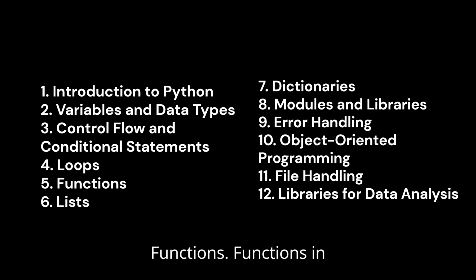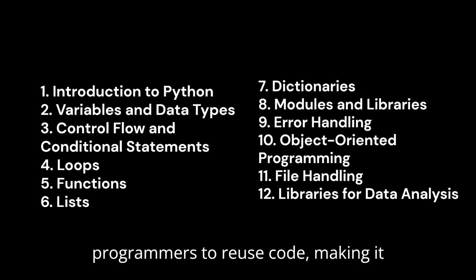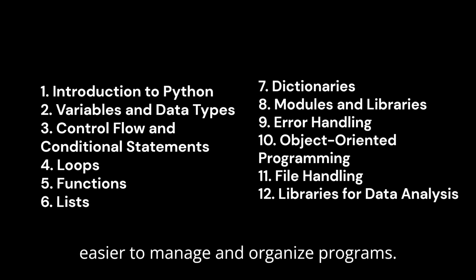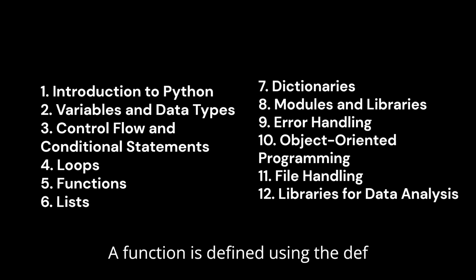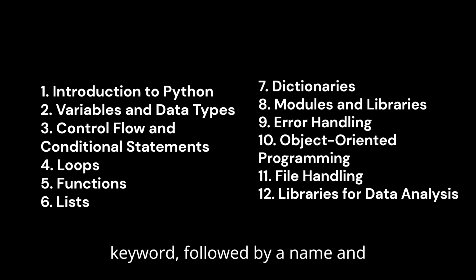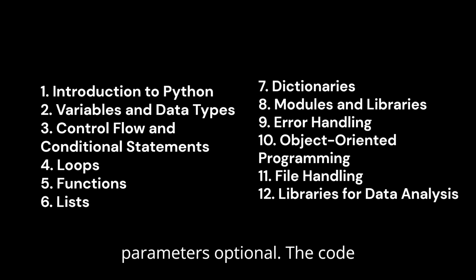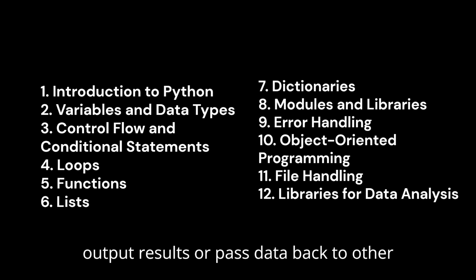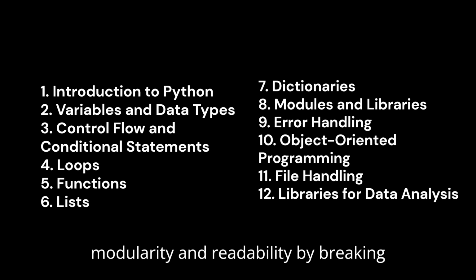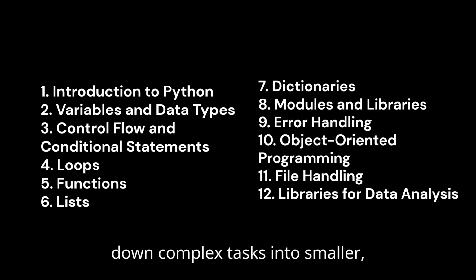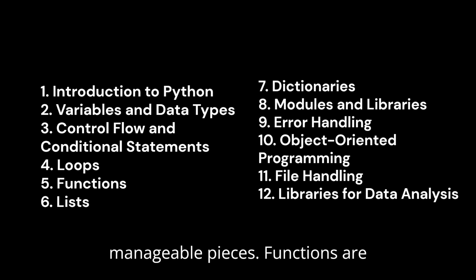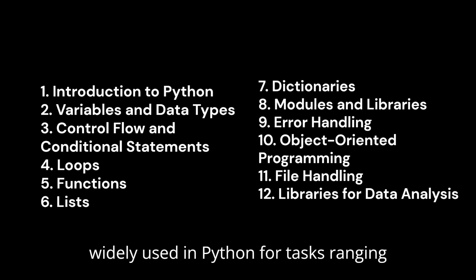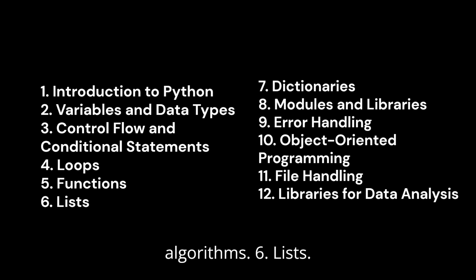5. Functions. Functions in Python are blocks of code that perform specific tasks. Functions allow programmers to reuse code, making it easier to manage and organize programs. A function is defined using the def keyword, followed by a name and parameters, optional. The code inside the function runs whenever the function is called. Functions can return values, allowing the program to output results or pass data back to other parts of the code. They promote modularity and readability by breaking down complex tasks into smaller, manageable pieces. Functions are widely used in Python for tasks ranging from simple calculations to complex algorithms.